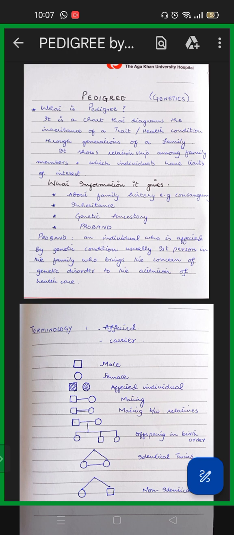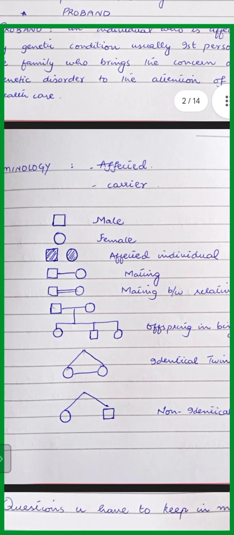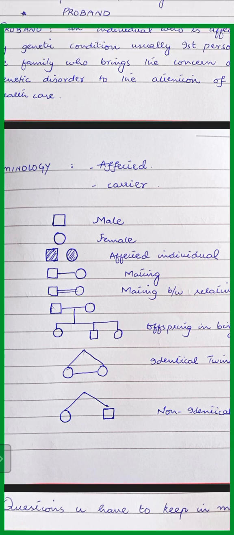All right. First of all, you should know about the terminology and the graphical representation of the different signs and symbols which are used in a pedigree. Terminology, you all know, one is the affected and one is the carrier, and I will explain the different terminologies which come along. This square represents the male, and the circle represents the female. If a male or female is affected, then it is shaded. The shaded one is the affected one.